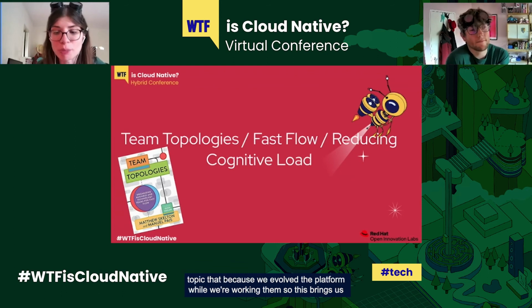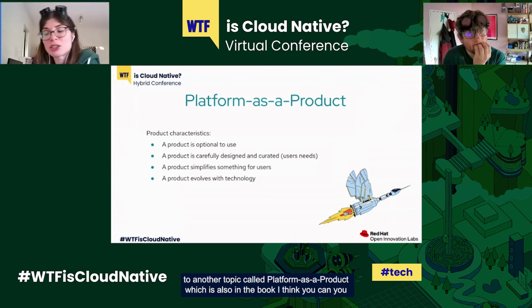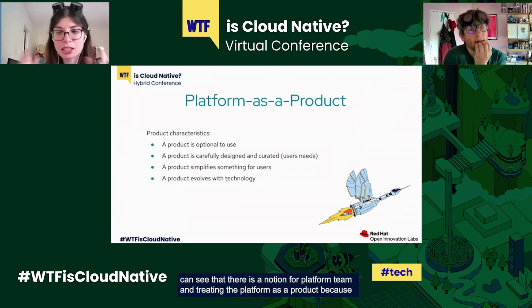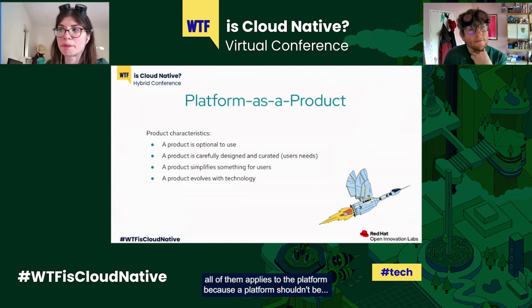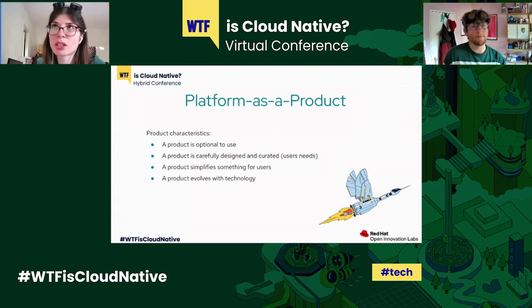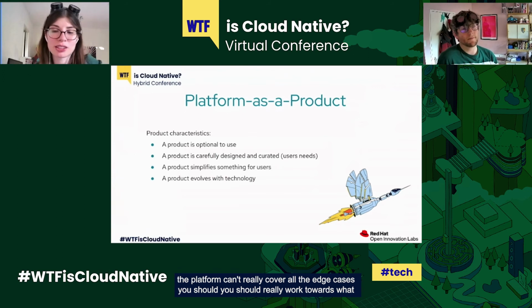Because we evolved the platform while we were working with them, this brings us to another topic called platform as a product, which is also in the book. I think you can see that there is a notion of a platform team and treating the platform as a product. Why is it important? Because if you think about the product characteristics that we just listed here, all of them apply to the platform. A platform should be optional, because otherwise it would quickly become a hard bottleneck, since the platform can't really cover all the edge cases.